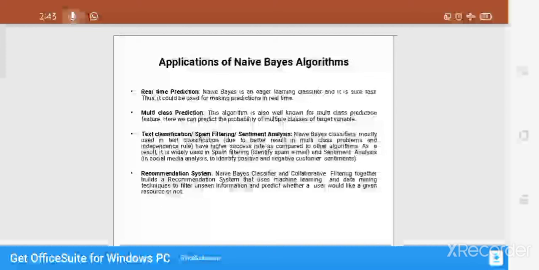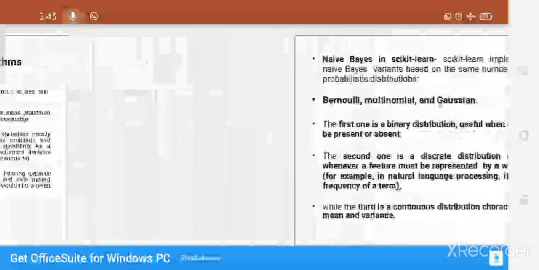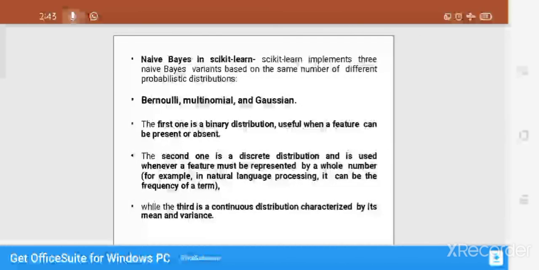Naive Bayes is an eager learning classifier and it is very fast, so it can be used for making predictions in real time. It is used for multi-class prediction, text classification, spam filtering, sentiment analysis, and also for recommendation systems. In the next lecture, we will see Naive Bayes in scikit-learn and how we can implement it using 3 different variants.